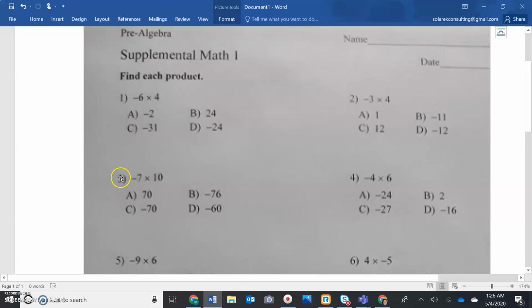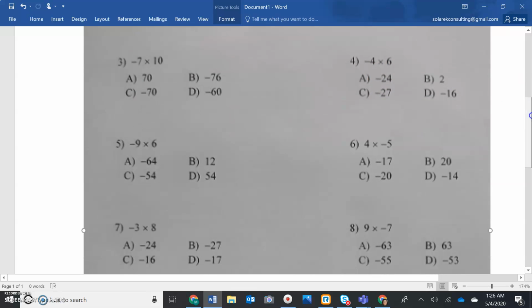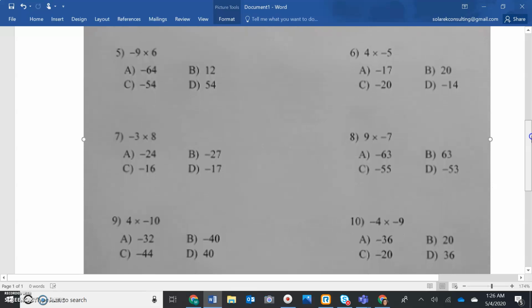Number 3, a negative times a positive is a negative, and we said it was 70. So 3 should have a letter C. Number 4, we said 4 times 6 is 24, and it would have a negative. So A is -24. So again, you should have on your paper number 1, D, number 2, D, number 3, C, number 4, A. Now let's go and see if you can figure out these by yourself.